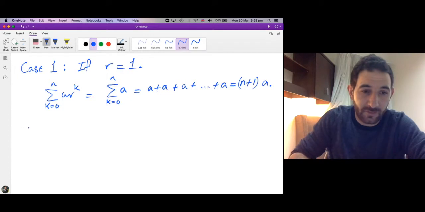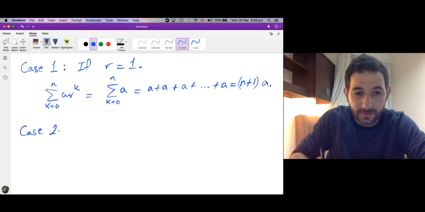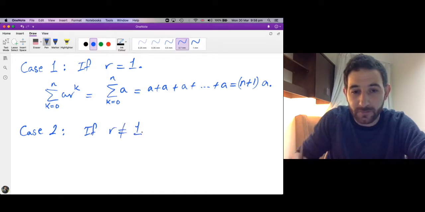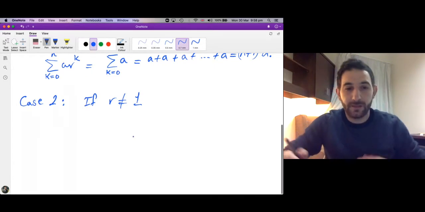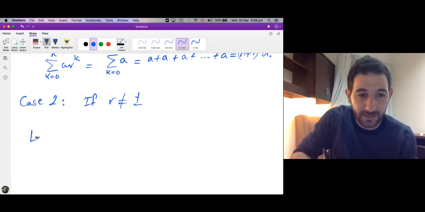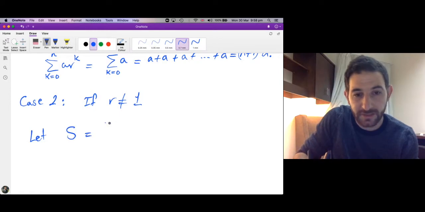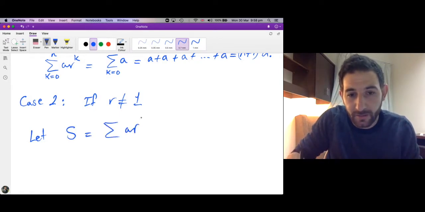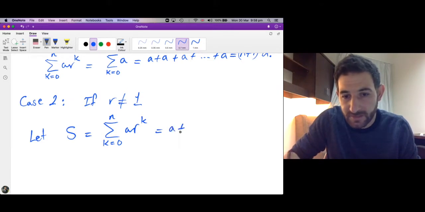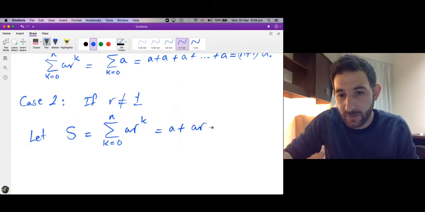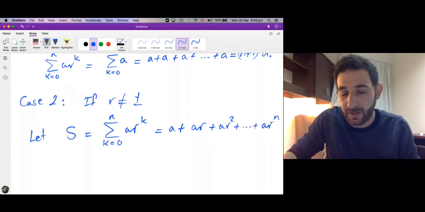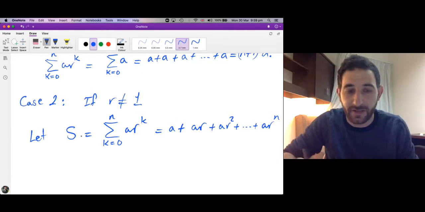Now case 2, which is the more interesting, if the common ratio r is not equal to 1. Now again we use the same trick. Let S be the summation of AR to the power k, where k ranges from 0 to n. And recall that this is, when k is 0, A, plus AR when k is 1, plus AR squared, and we stop at AR to the n. We want to find this summation. We want a formula for S.